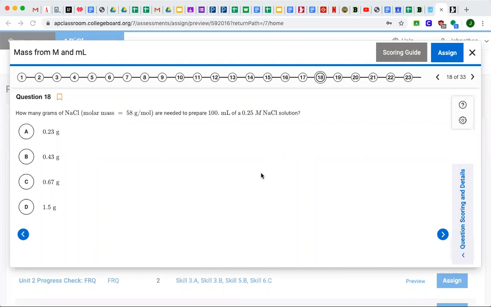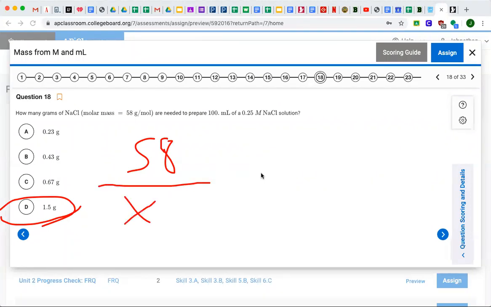All right, so what do we think here? Symphony, do you want to get us started on this one? Okay. For this one, I got D. D, very good. That's what I got. How'd you get that? I got D because I just set up the equation 58 over x over 0.1 equals 0.25. So 58 divided by x, and then that one quantity over 0.1. Okay, I see.